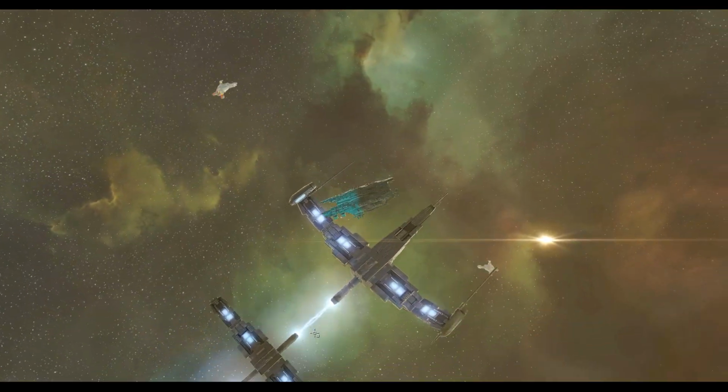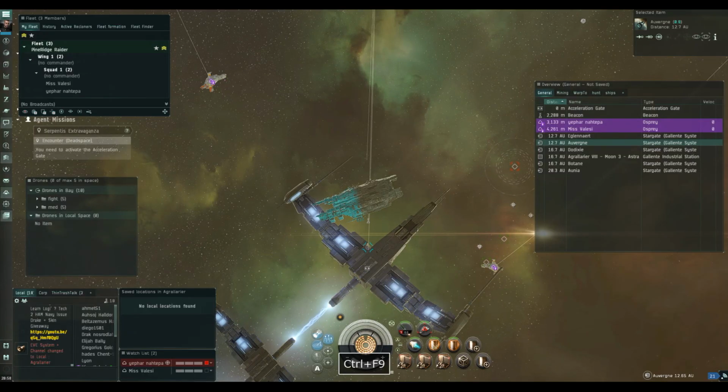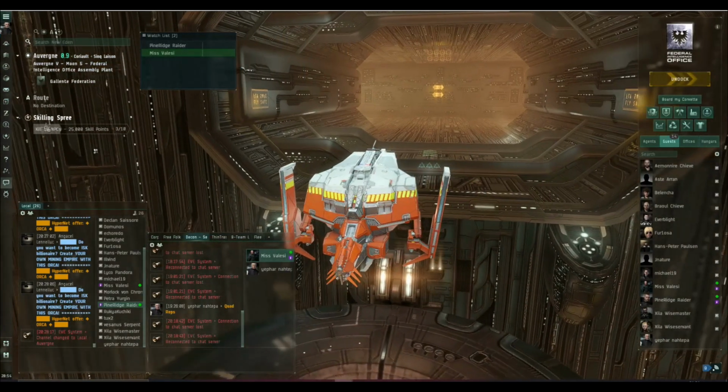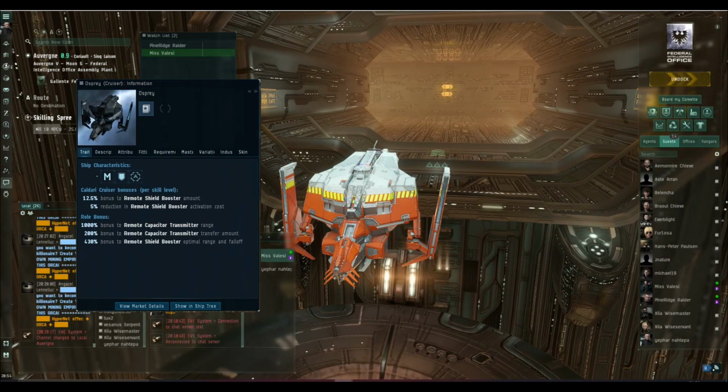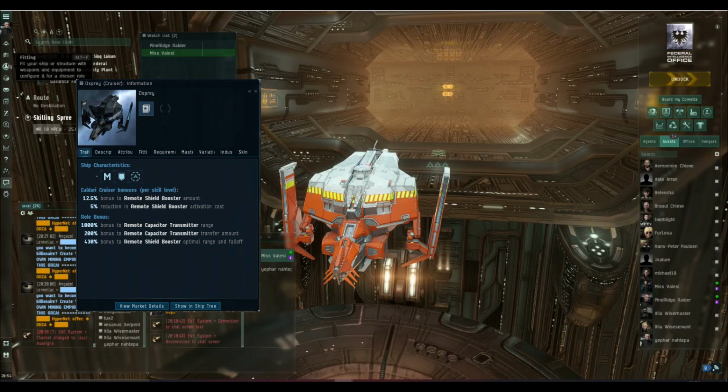The Drake is exactly the same as you've seen it before. It's got Tech 2 HAM launchers and it's got a lovely big passive tank. But first, let's look at the Ospreys. Now the Osprey here, the way we're going to use them, they're going to be giving capacitor to each other, and it's all about the hull bonuses.